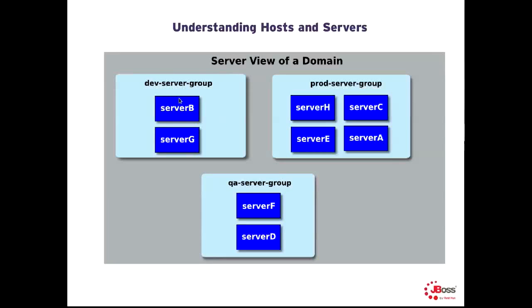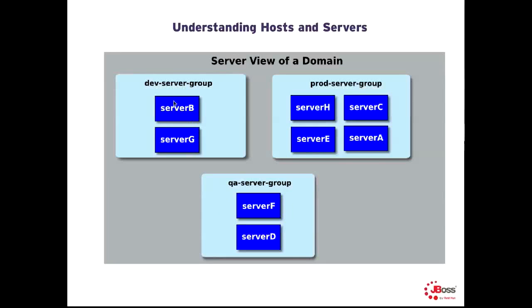So for instance, server B and server G in our dev server group may have some very simple services installed and probably do not run a lot of clustering. Our production server group, H, C, E, and A, will have a far more robust set of services, including maybe clustered messaging, security services, and so on. And then separately, a QA server group, which has servers that are likely configured in an almost identical manner to the production server group, but which provide a subset of services used for quality assurance.